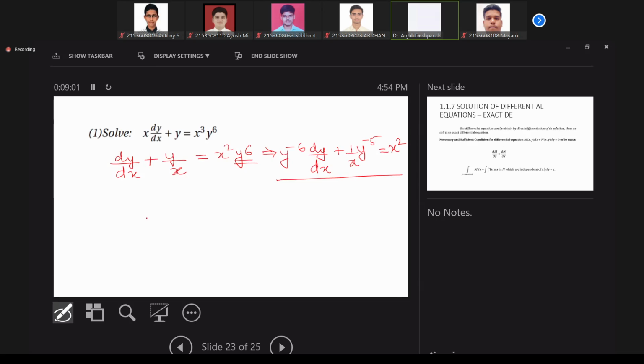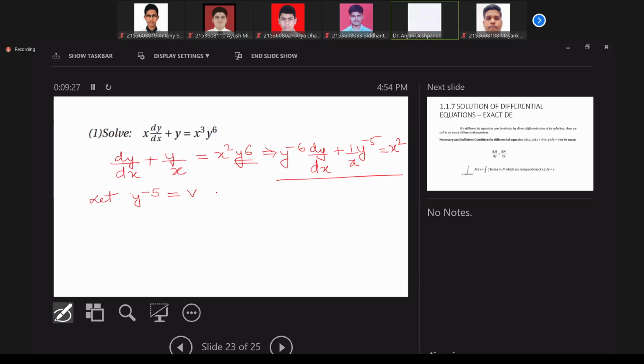Let's see. Who is the smart student in the class? Let us see. Tell me what I should substitute with V. Let V be equal to... Refer to the theory which I had shown you just now and tell me where I should substitute. Y raised to minus 5 is equal to V. Yes, very good. Y raised to minus 5 is equal to V.